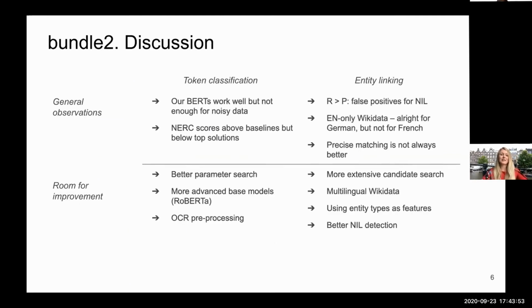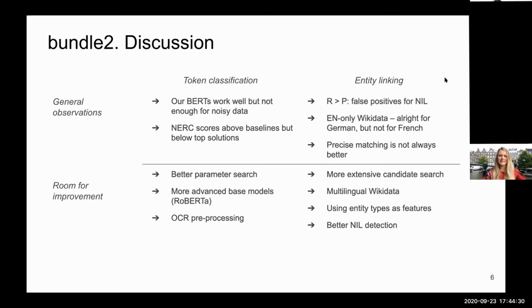Some things can be improved in the future. There are several directions for future work. For token classification, we could perform more extensive parameter search when there are no time constraints, because training BERT takes time. And also train more advanced base models, transformer models such as RoBERTa, Robust BERT. And also a very important challenge of the task is OCR noise. So if we can deal with this challenge, it is going to improve things a lot.